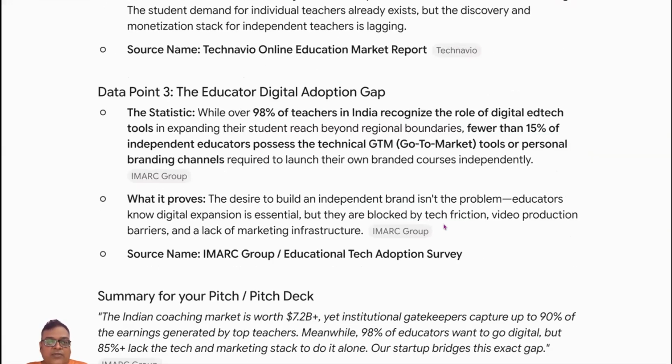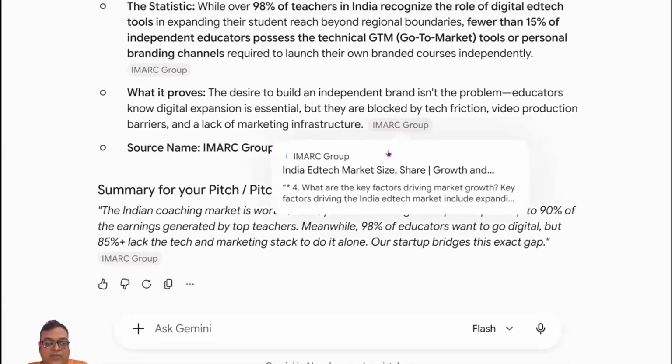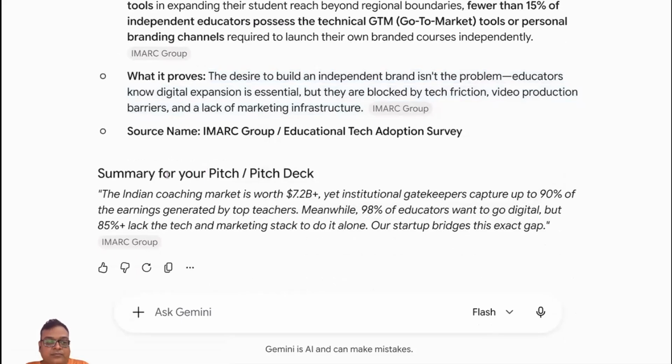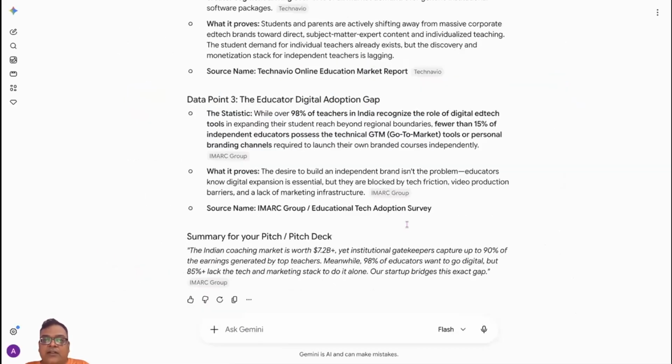Wonderful. If you look at educator digital adoption, while over 98% of teachers in India recognize the role of digital tech tools, fewer than 15% of independent educators possess the technical GTM. So a lot of insights are there. And there's a summary as well.